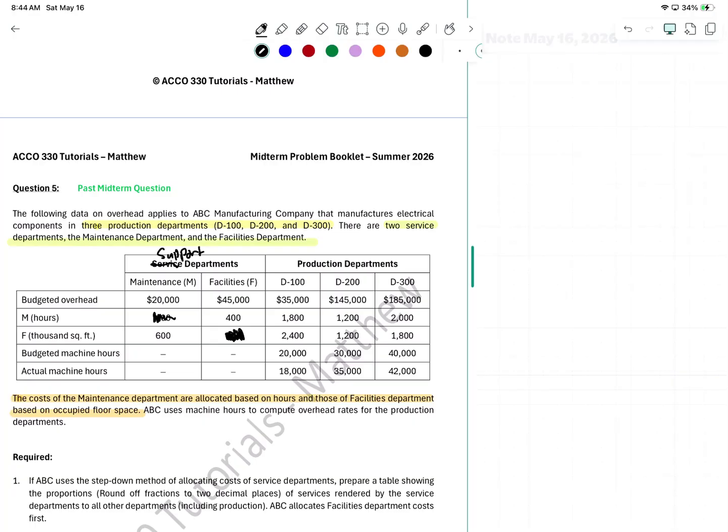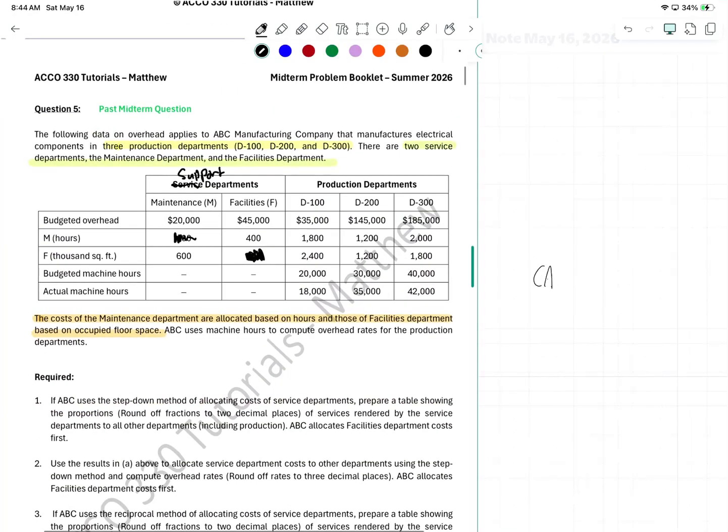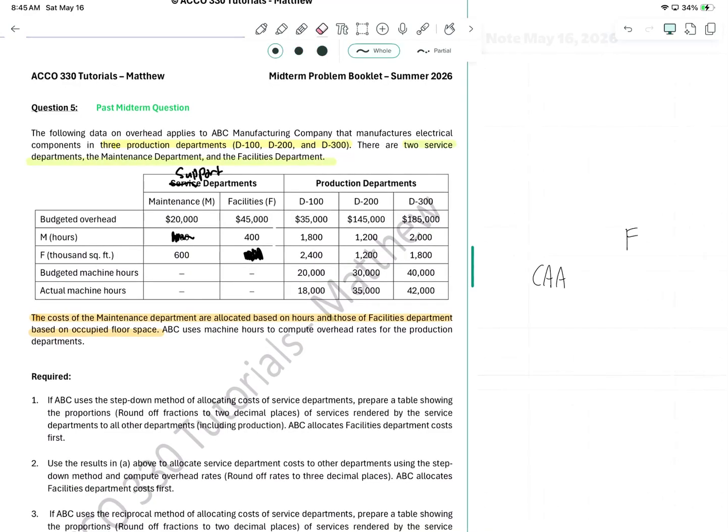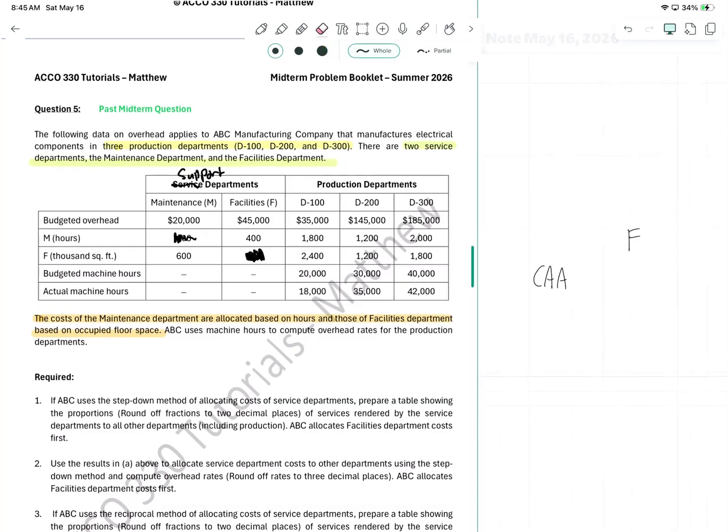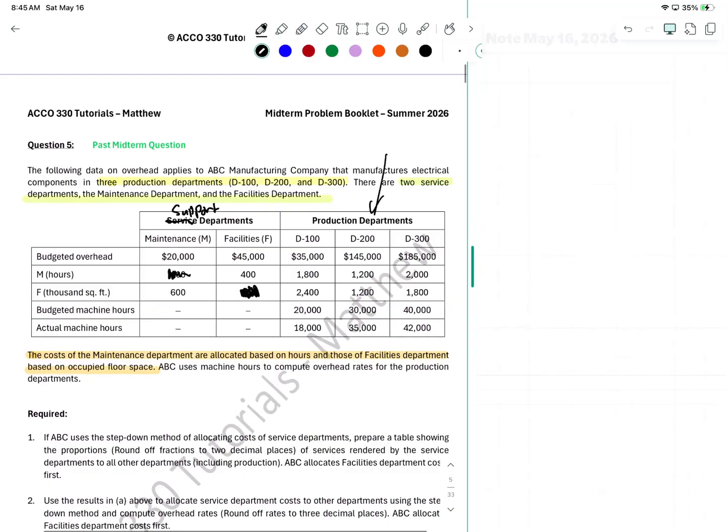Because if you have self-allocation, the cost after allocation at the end of the day for the facilities department will be a number that's not 0. The only way to make sure that there's no cost left in facilities is if you have 0 here, right? Because the whole idea, guys, remember, is that the total cost after allocation for support departments has to be 0. Support departments support production, so all the costs have to be sent over to production departments. So your cost after allocation here for each support department has to be 0.